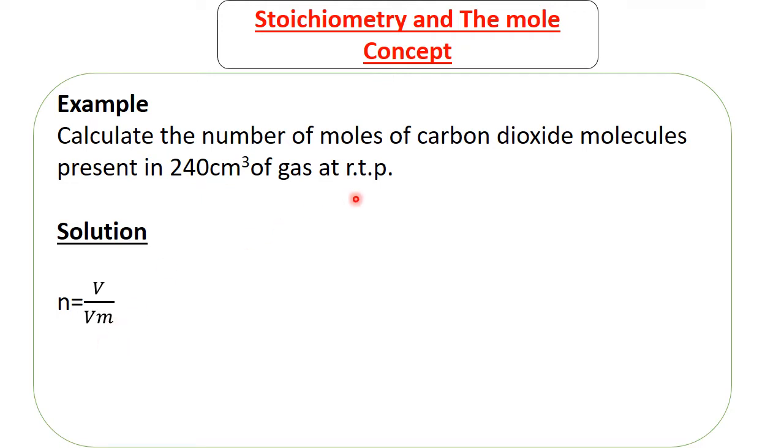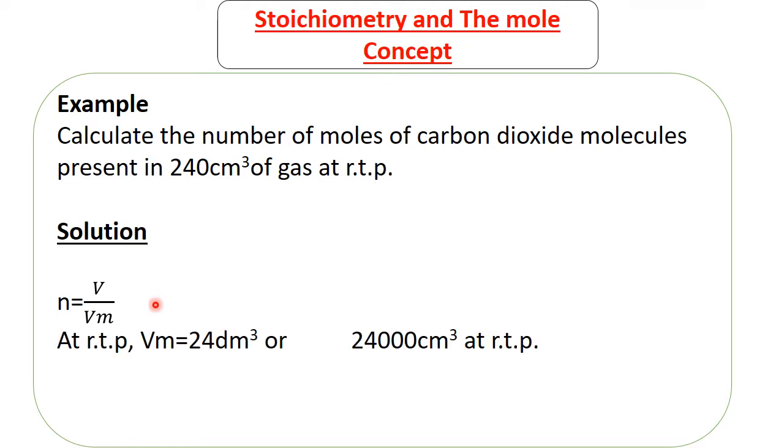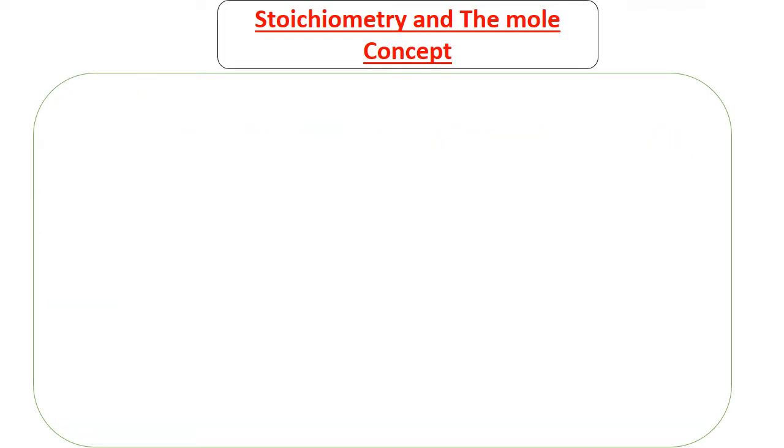It is at RTP, so we know the molar volume at RTP. At RTP, molar volume is 24 decimeter cubed or 24,000 centimeter cubed. Now the volume we have been given is in centimeter cubed, so we're going to use the value that has centimeter cubed instead of decimeter cubed, because the volume given is 24 centimeter cubed. I want to work with centimeter cubed, so ensure that your units are uniform. We're going to put the volume we've been given divided by the molar volume, and we're going to get 0.01 moles of carbon dioxide.